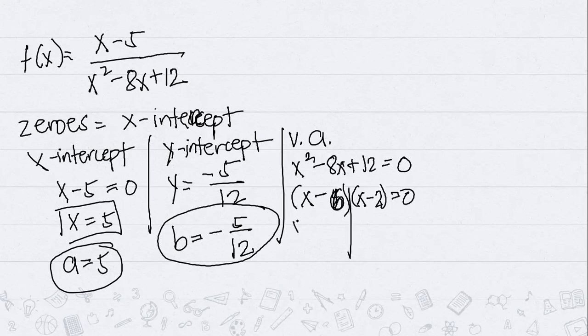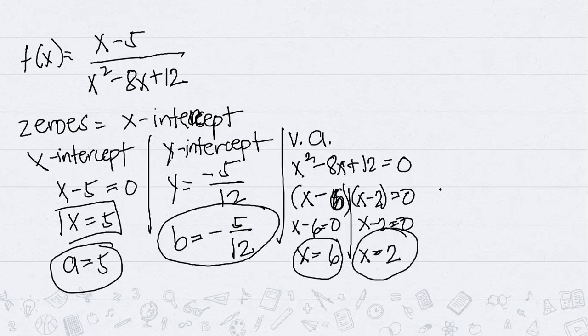So factor ay paghiwalayin, x minus 6 equals 0. So x is equal to positive 6. And x minus 2 equals 0. So x is equal to positive 2. So dalawa ang vertical asymptote. And then we have here horizontal asymptote.